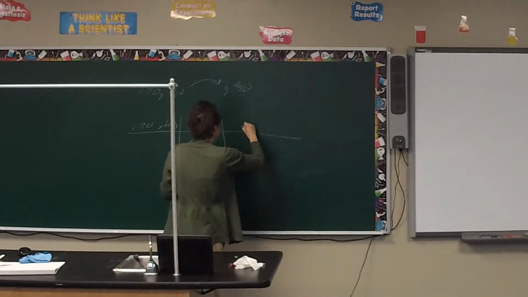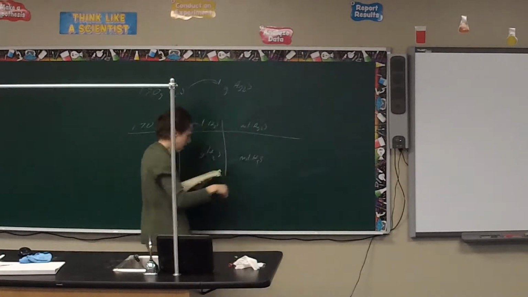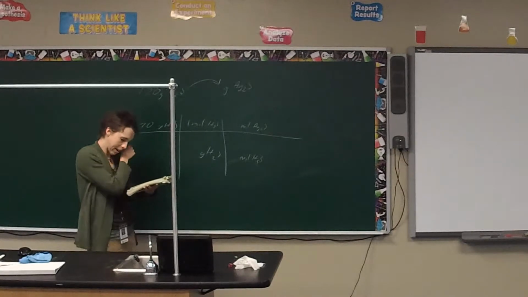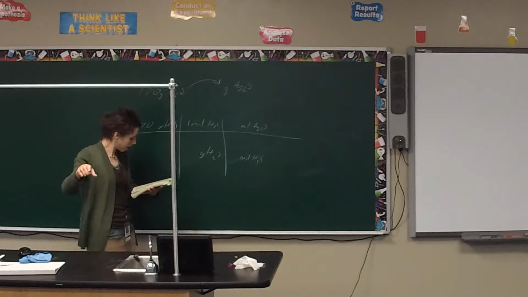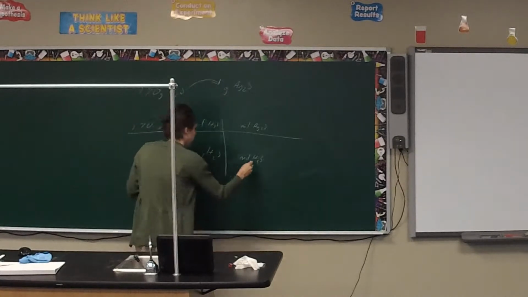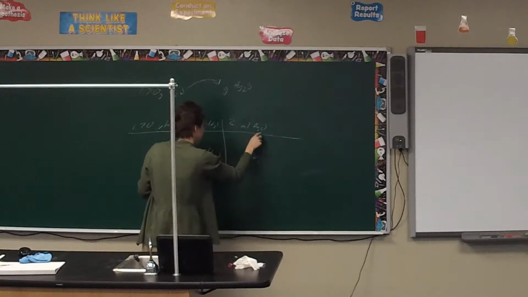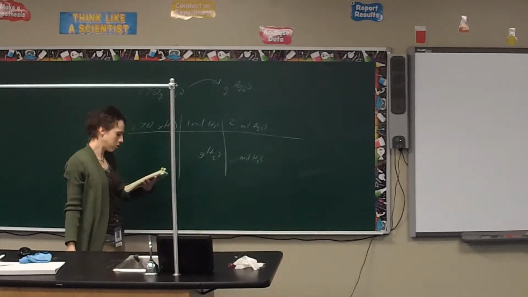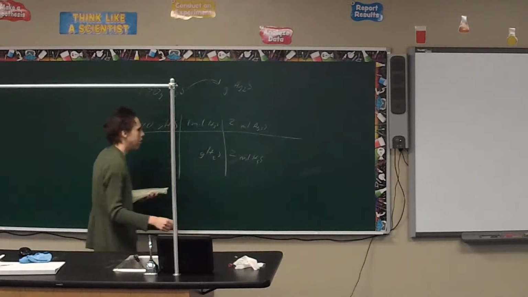Alright, so according to the balanced equation, what is the mole to mole ratio? How many moles of silver sulfide are needed? So 2 silver sulfide, how many moles are needed for the H2S? 2. So this is a 2-to-2 ratio.